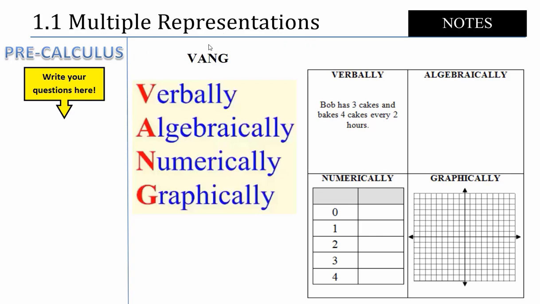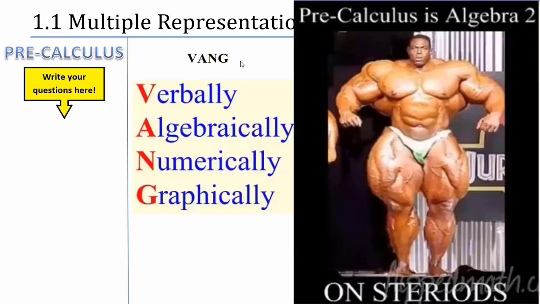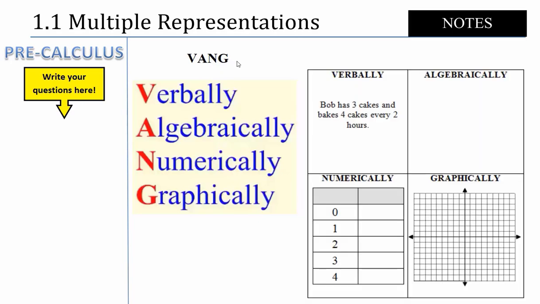But we're in pre-calc now, so let's go. It is kind of Algebra 2, beefed up a little bit. So hopefully it rings a bell from Algebra 2. Let's get it going. So verbally, Bob has 3 cakes and bakes 4 cakes every 2 hours. So what that means is I want to go from here to algebraically.